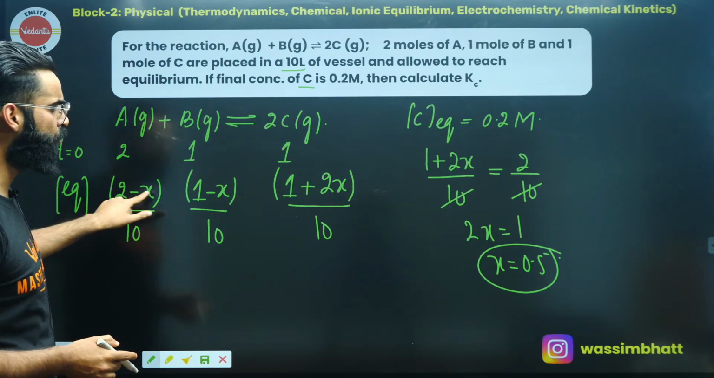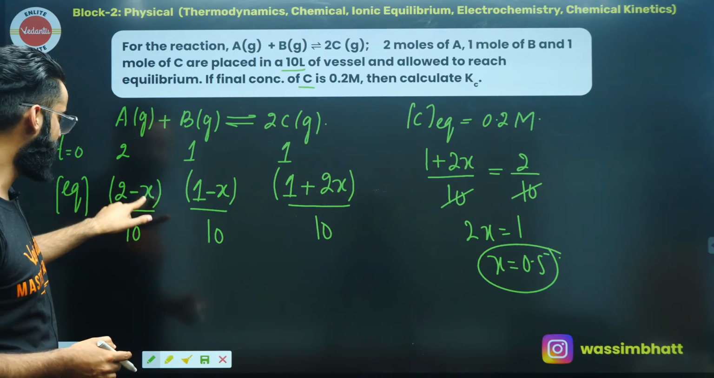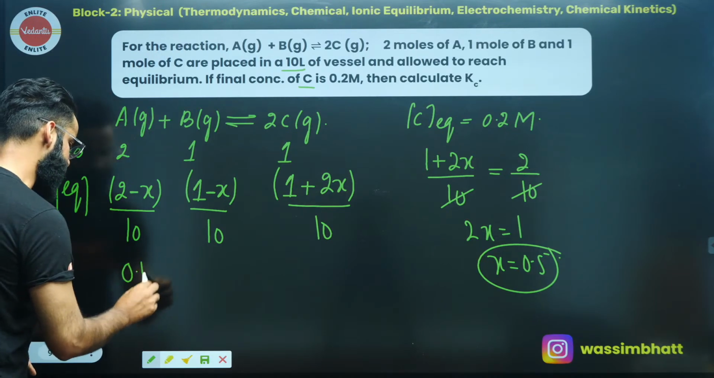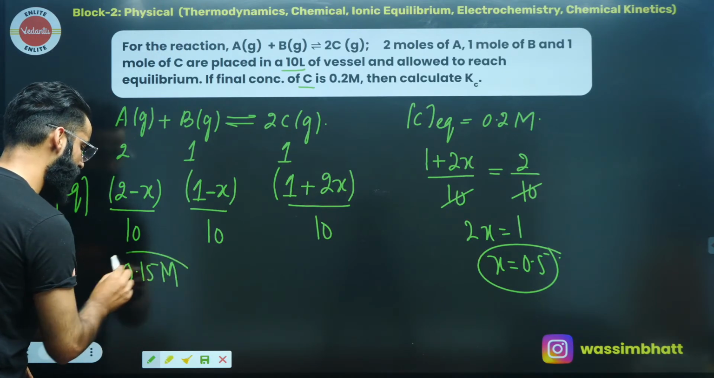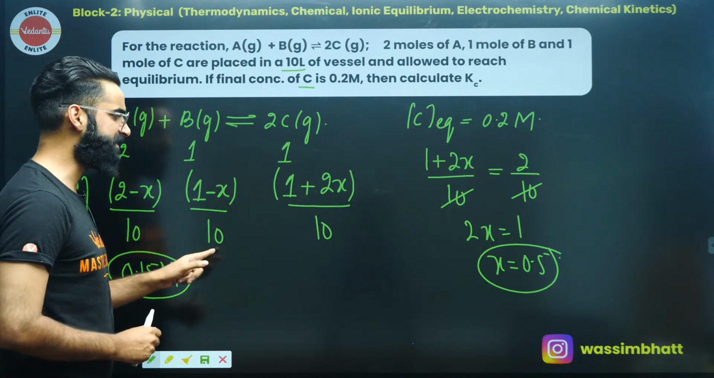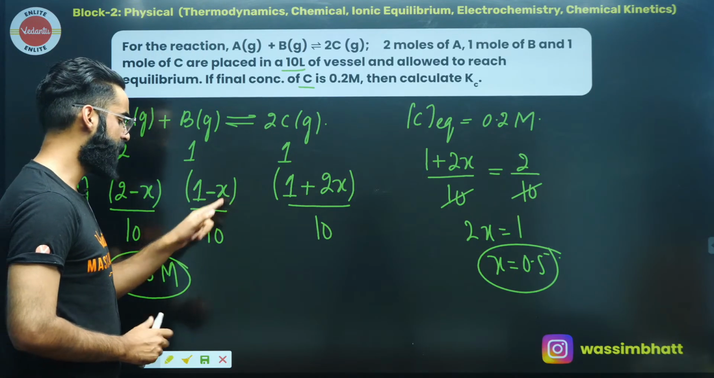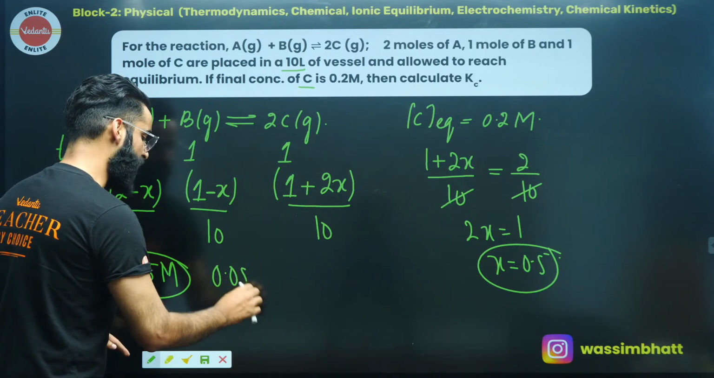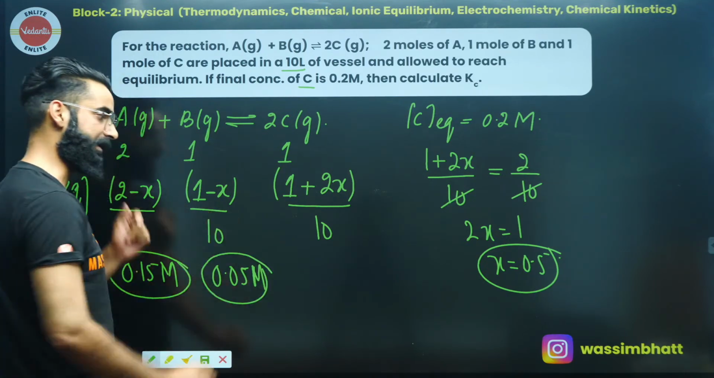So this is going to be 2 minus 0.5, that is 1.5. 1.5 divided by 10 is 0.15 molar. So this is the actual concentration of A in the container at equilibrium. In a similar way, (1 minus x) by 10: 1 minus 0.5 is 0.5. 0.5 divided by 10 is 0.05 molar. This is the concentration of B in the container at equilibrium.